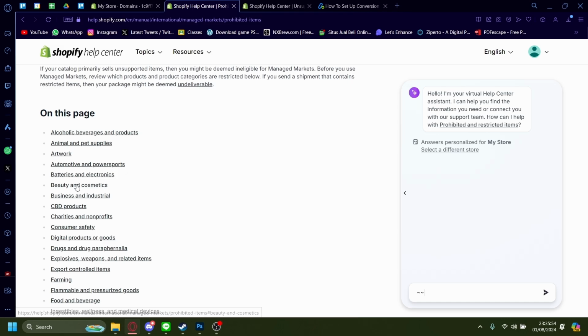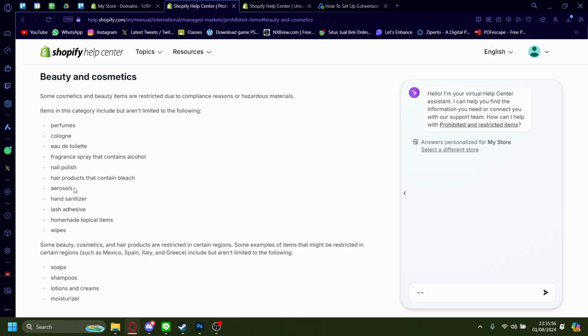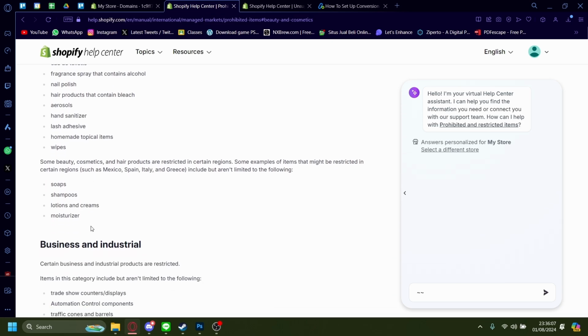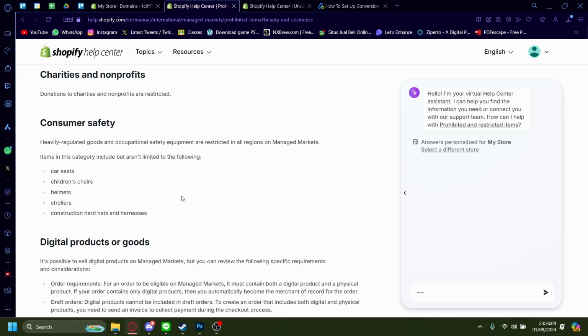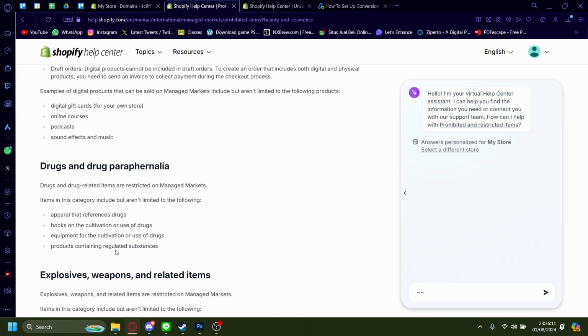For example, maybe beauty and cosmetics. Some cosmetic and beauty items are restricted due to complicated reasons or hazardous material. Items in this category include, but are not limited to, perfume, cologne, and so on. So make sure you read through this thoroughly.